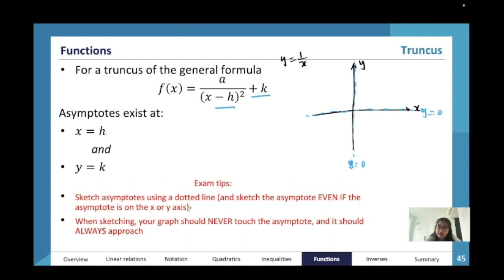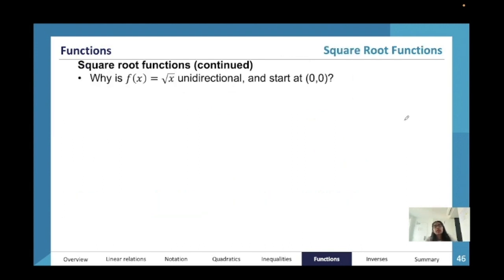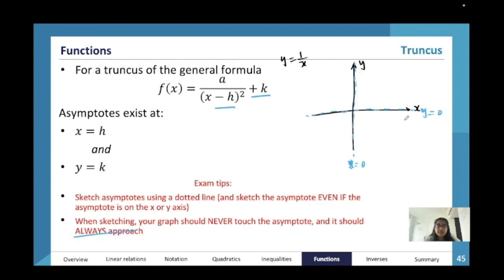So use that dotted line to sketch an asymptote, and never let your graph touch the asymptote, because if your graph touches the asymptote, you've drawn it wrong. So always approach it, get closer and closer and closer to the asymptote, just never ever touch. Okay, so that's it for Chunkus.